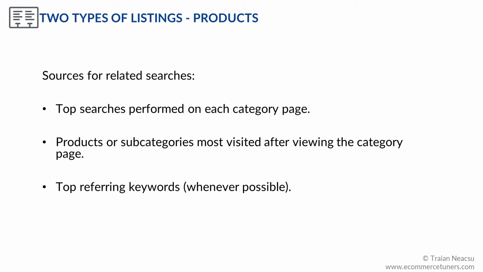As mentioned in the Home Pages section of the course, you can use one of the following sources to identify searches helpful to users. Find the top searches performed on each category page. Identify the products or subcategories most visited after viewing the category page. Get the top referring keywords. Remember, Google and other commercial search engines hide search queries behind the Not Provided label.